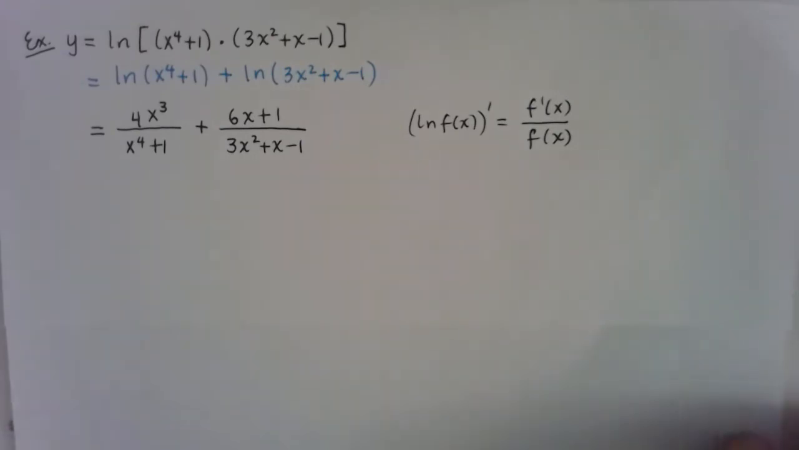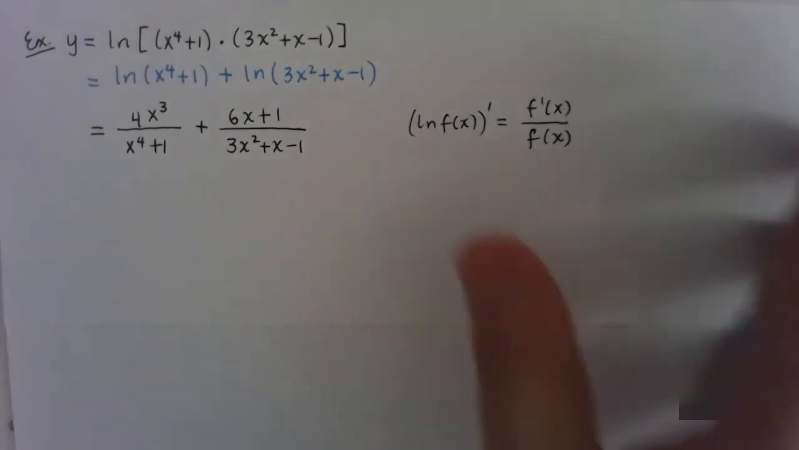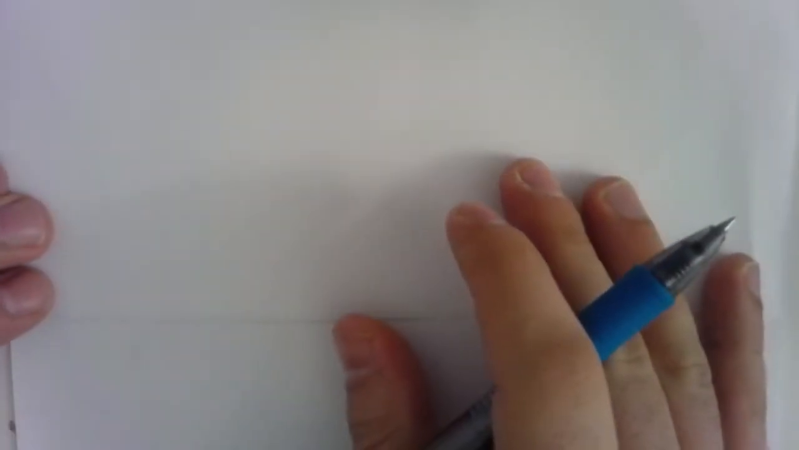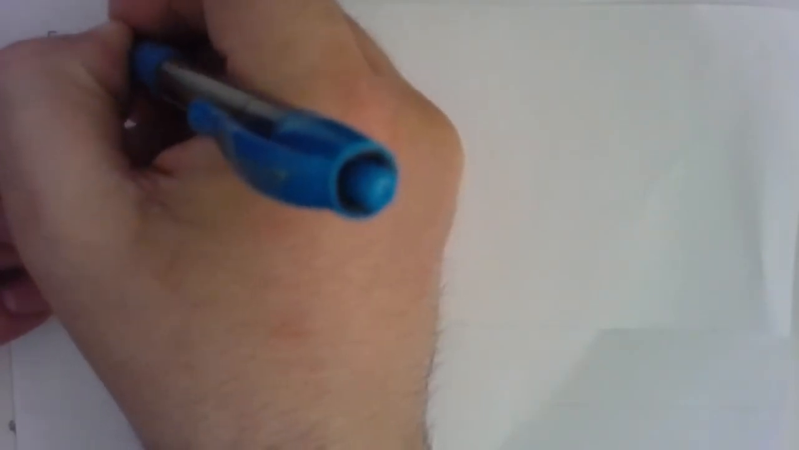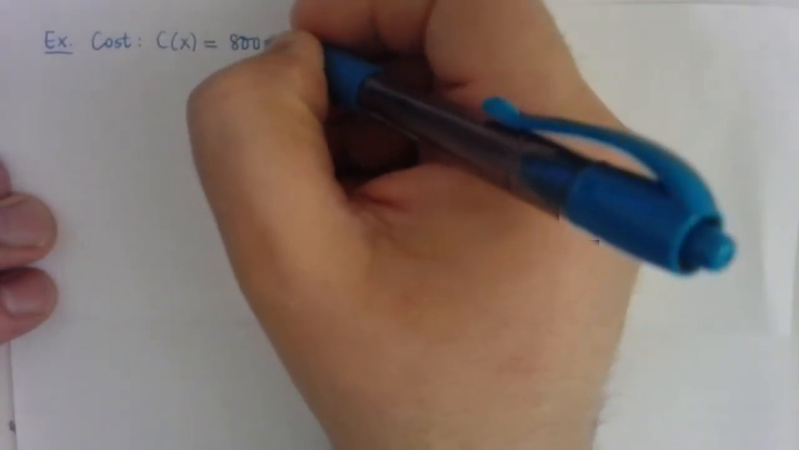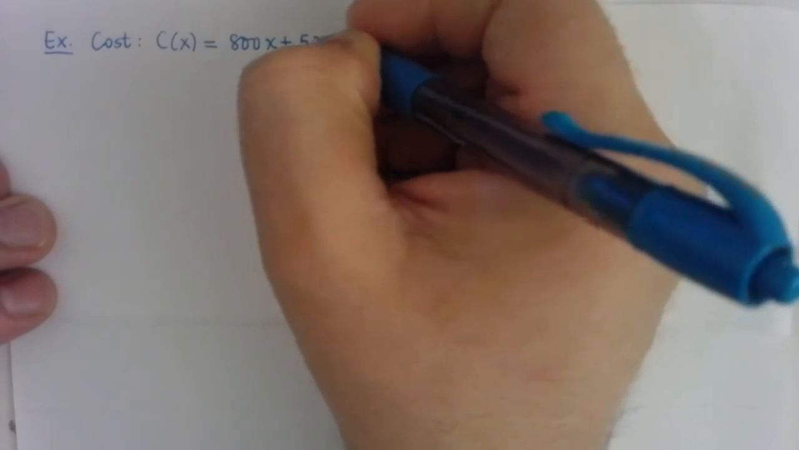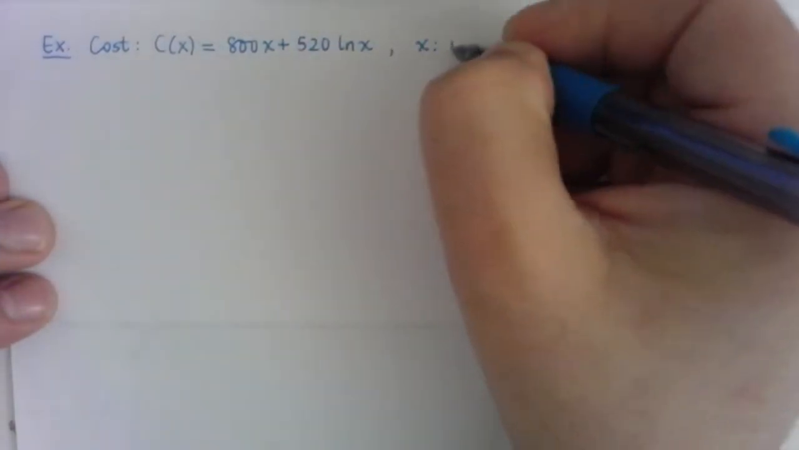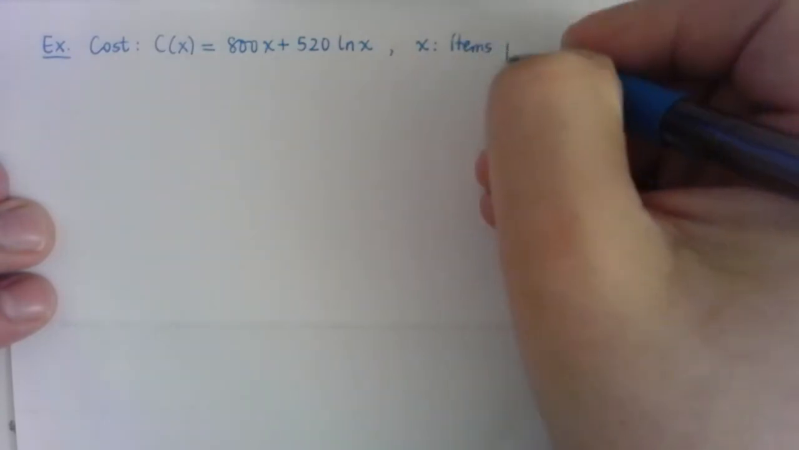Okay, I hope we're doing great so far. Now, this was one of them. Now, one last example. This is an application problem. Let's say the cost function for an item is given by c of x equals 800 times x plus 520 times ln x. Here x is just the items produced.